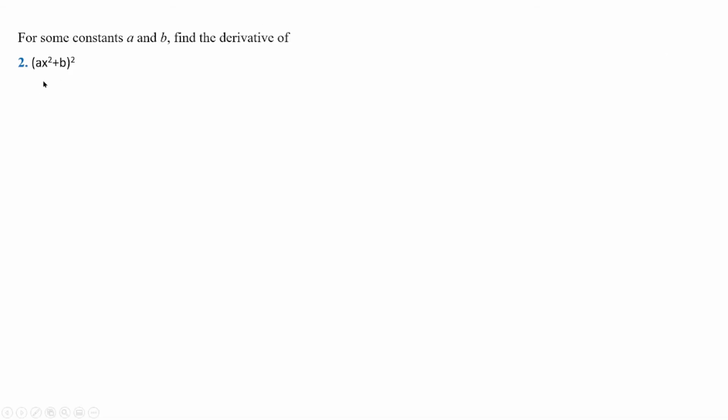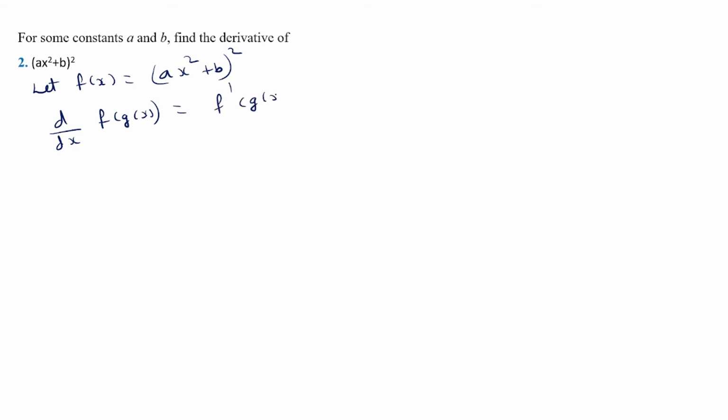Next question, derivative of (ax square plus b) the whole square. Now this is of the form f of g of x. So let us take, let f of x is equal to (ax square plus b) the whole square. Now derivative of f of g of x equal to f dash of g of x into g dash of x.